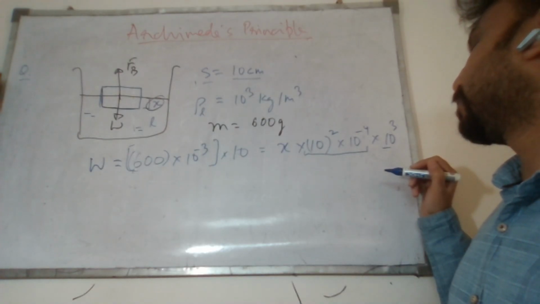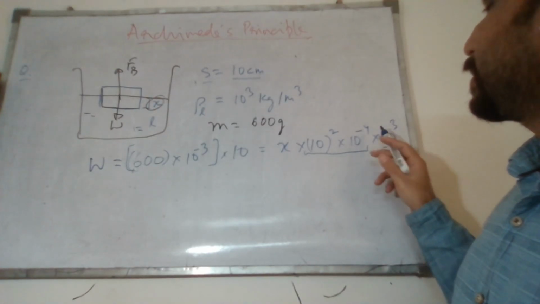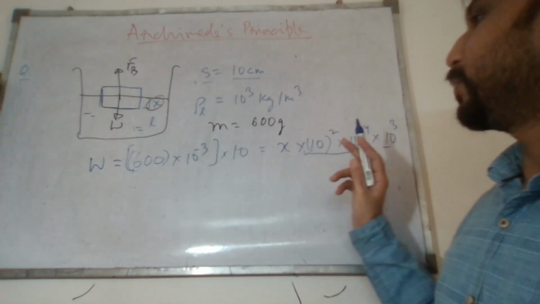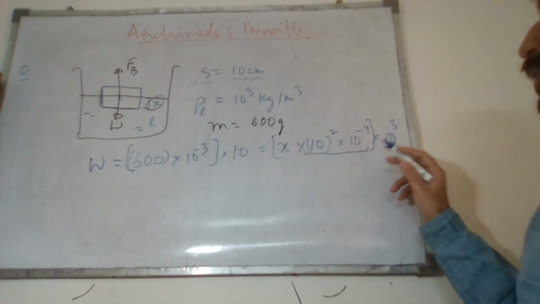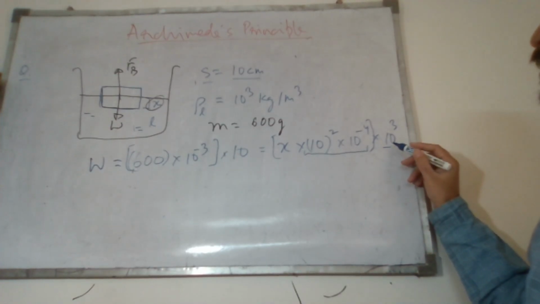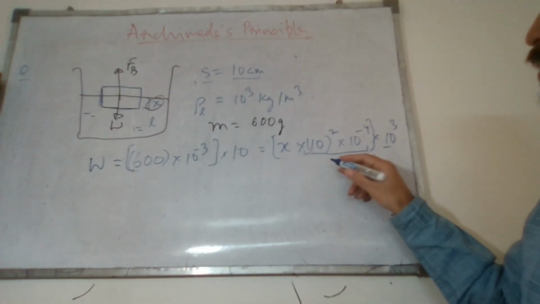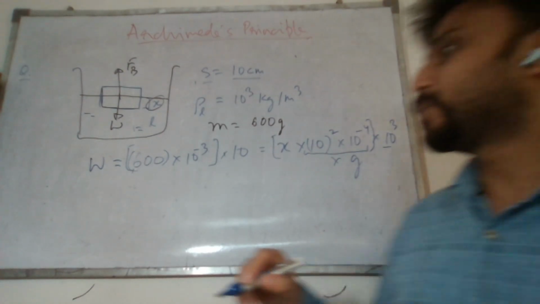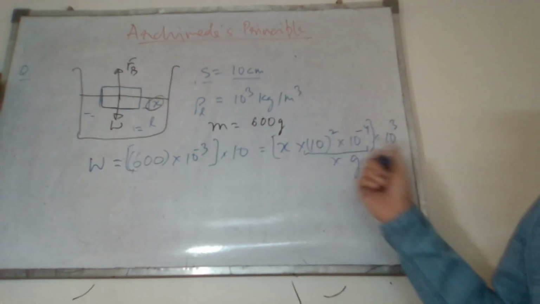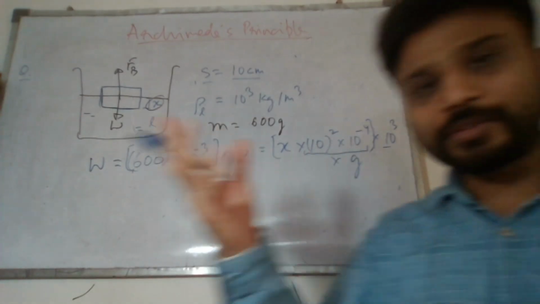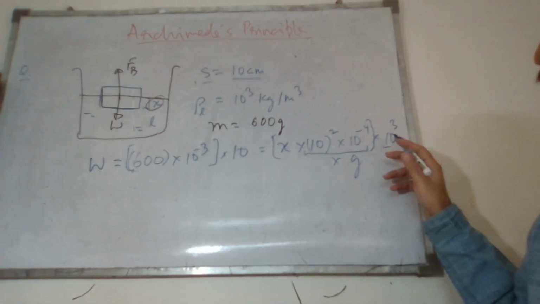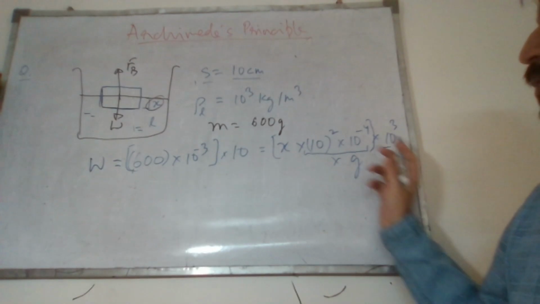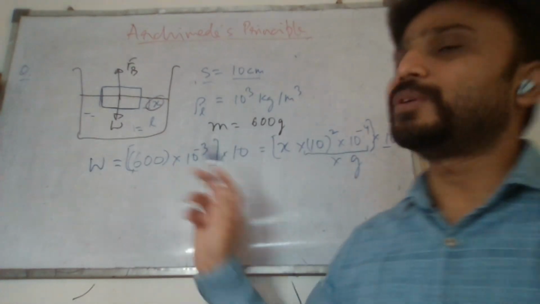Basically this is the whole volume of the body which we are considering. This is the volume multiplied with 10 to the power 3, that is the density of the liquid, into g. So this is the volume of the fluid displaced by the body. That is x into the area of the cube. Area of the cube into height x into density of the liquid into g. So this is the buoyant force, which we said should be equal to the weight of the body.